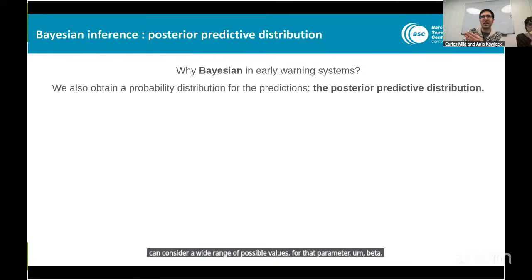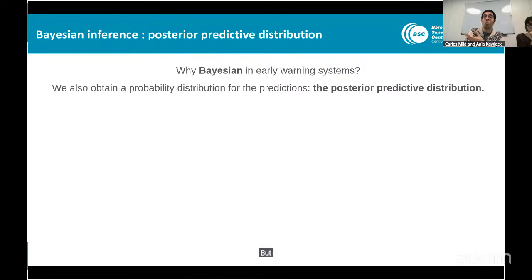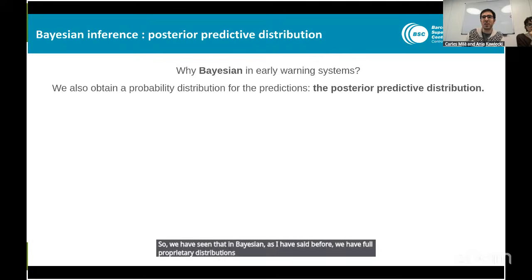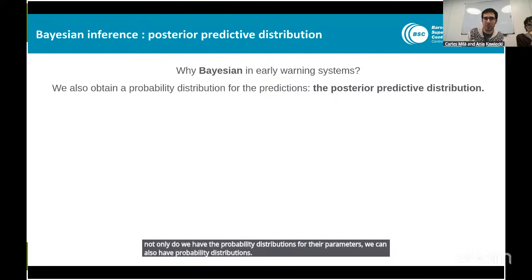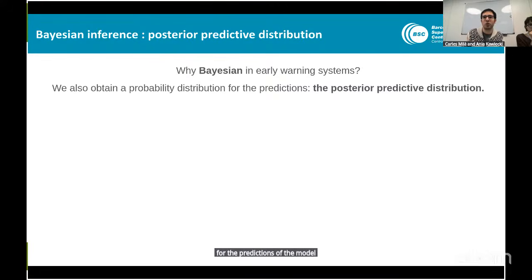So we have seen some basic concepts about Bayesian inference, but I haven't actually told you why Bayesian and not frequentist for early warning systems. So we have seen that in Bayesian, as I have said before, we have full probability distributions for all the model parameters. But one very nice thing about Bayesian is that not only do we have the probability distributions for the parameters, we can also have probability distributions for the predictions of the model. This is what we call the posterior predictive distribution.